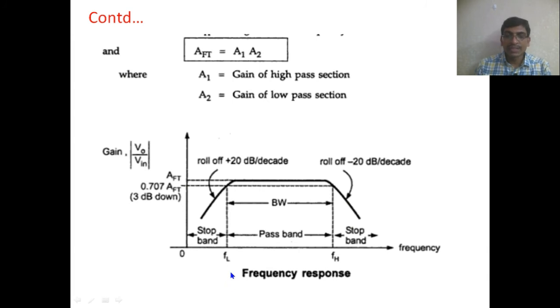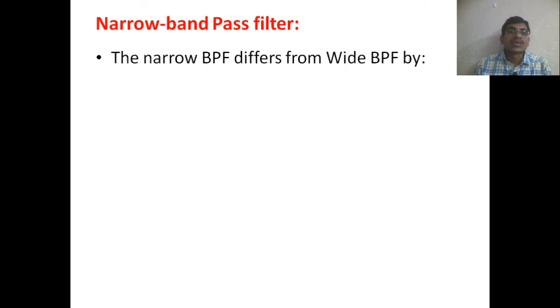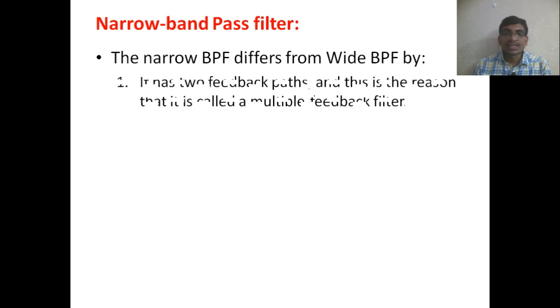Okay, this is about the band pass filter. Next, we will see the second type of band pass filter, which is the narrow band pass filter. The narrow band pass filter differs from the wide band pass filter in that it has two feedback paths, and this is the reason that it is called a multiple feedback filter. It has more than one feedback section.